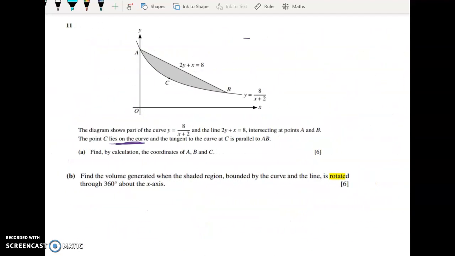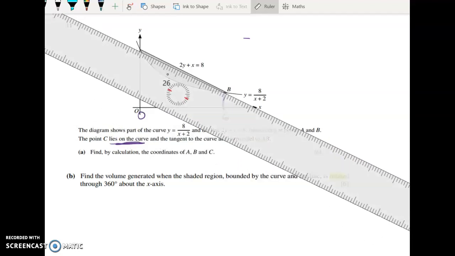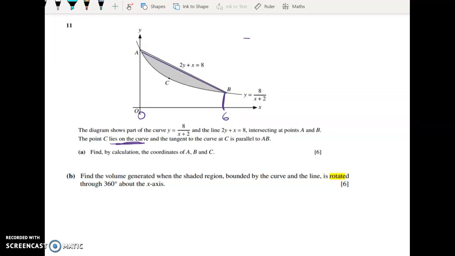Now this one here is a little bit different because I've got the volume from two different lines. So what we have to think about is suppose that we go from 6 to 0, and first of all, forget about that curve. Just imagine that we're taking this line here, right? So the top line here, and we're making some kind of vase by rotating it around like that.